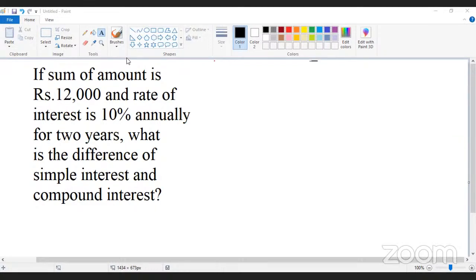1200. Okay. 120, that is 1%. 10% will be 1200. So 1200 times 2. Why am I making it 2? Because simple interest for 2 years. So for 2 years, simple interest will be 2400.